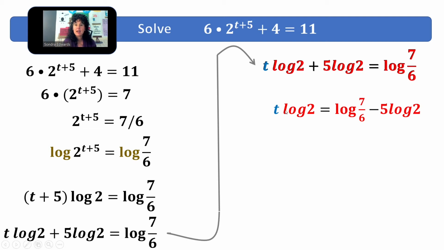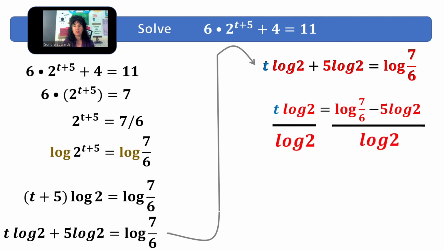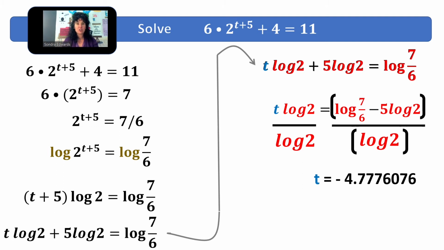Okay, next, to continue getting t by itself, log of 2, again, that's around 0.3. If you have 0.3 times t, to get rid of 0.3, you would just divide both sides by 0.3. So in this case, I'm going to divide both sides by the log of 2. And if you're going to put this into your calculator in one step, you want to make sure you put a set of parentheses around the numerator and a set of parentheses around the denominator. t is by itself, and we get negative 4.776076, and then you can round that to whatever place value you want.